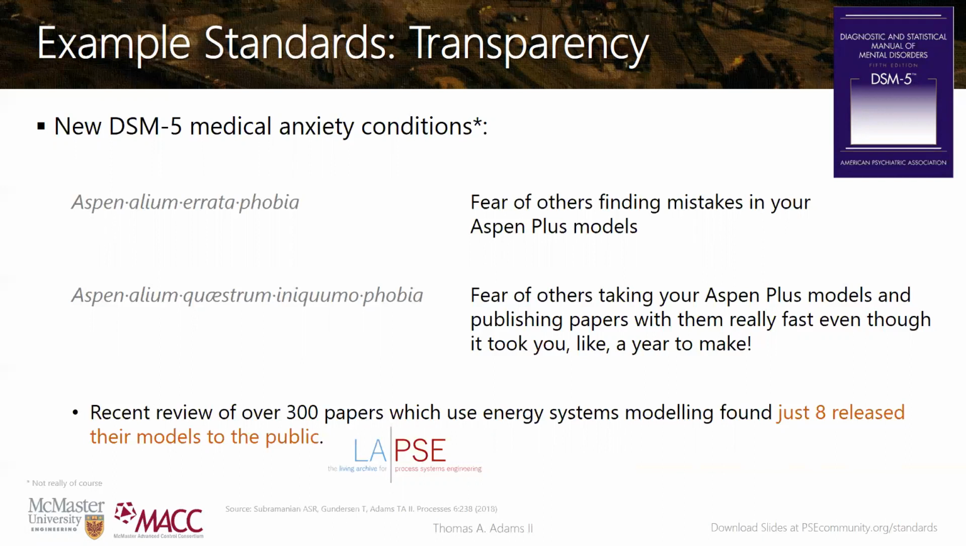But that's the exact opposite idea we need to have as a community. We need to be sharing our information. Many, many other communities outside of chemical engineering do this routinely, and this is expected to get papers. In fact, you can't publish unless your models are released. We don't have this in our community. In fact, we did a review with over 300 papers which use energy systems modeling, and just 8 of them released their models to the public, and half of them are from my group. So this is one of the huge reasons why we're talking past each other. We're afraid. We need to break that.